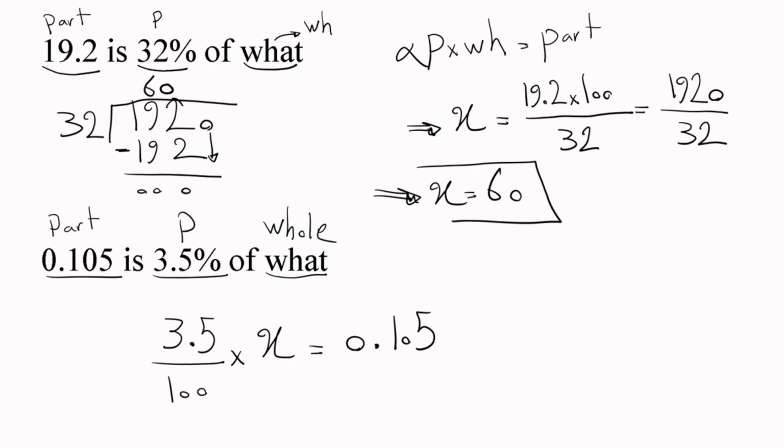0.105. What should I do? I must make the coefficient of x 1. How? By multiplying it by its reciprocal. So I must multiply this side by 3.5 over 100, and I must do exactly the same with the second side, 100 over 3.5. Okay, these two are going to cancel each other out. These two are going to cancel each other out.